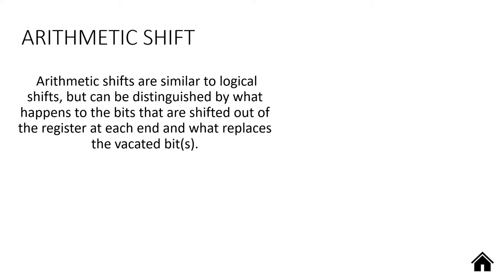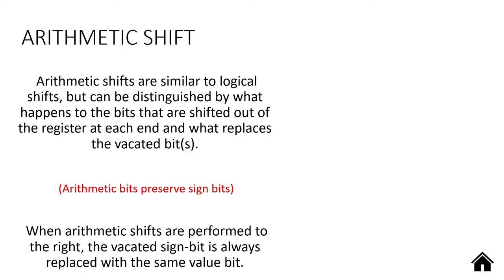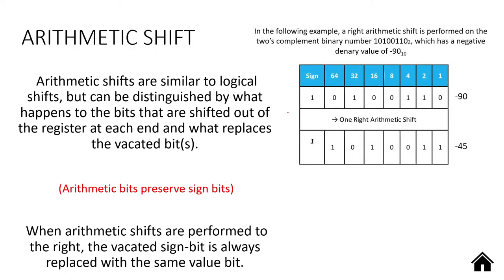So arithmetic shifts are similar to logical shifts, but can be distinguished by what happens to the bits that are shifted out of the register at each end and what replaces the vacated bits. Arithmetic shifts preserve sign bits. When arithmetic shifts are performed to the right, the vacated bit is always replaced with the same bit. So what it's saying there is, even if it's not a sign bit, we use the bit from whatever's there before. So there's our right arithmetic shift. We just bring in whatever was there before.